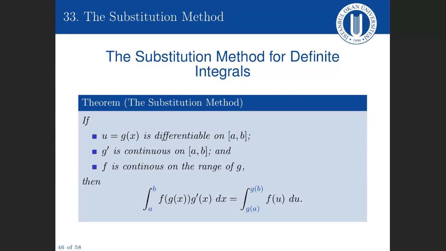That was the substitution method for indefinite integrals. We also have a substitution method for definite integrals. And the idea is the same, except there's one extra thing we need to change when we do our substitution. We need to change the limits of integration. After we do our substitution, instead of integrating between a and b, we're going to be integrating between new numbers, which are g of a and g of b. Let me show you how we use this.